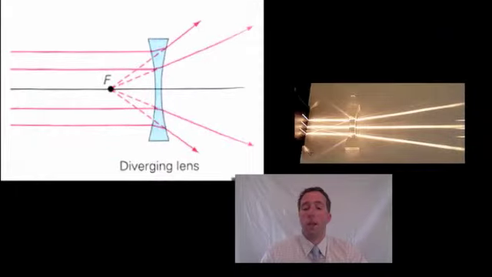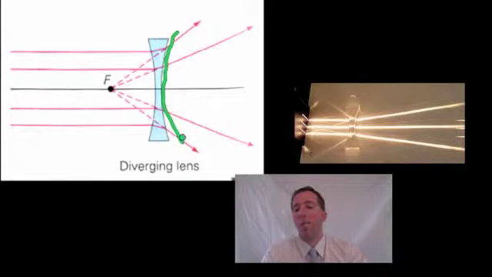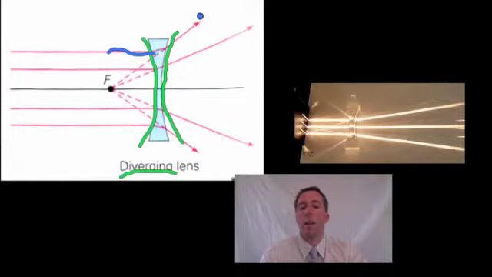Another type of lens is a diverging lens. So this is a biconcave. I remember concave because it goes in kind of like a cave. Biconcave lenses are diverging lenses. So when light hits a biconcave lens, it makes the light diverge, makes it spread out.